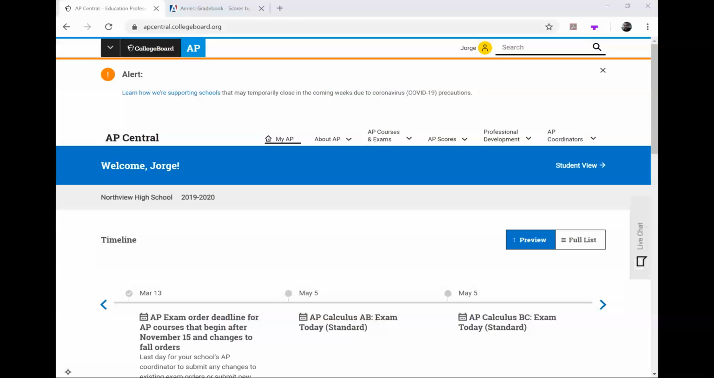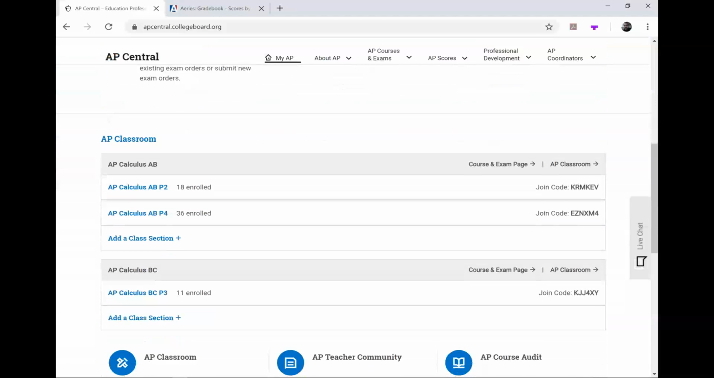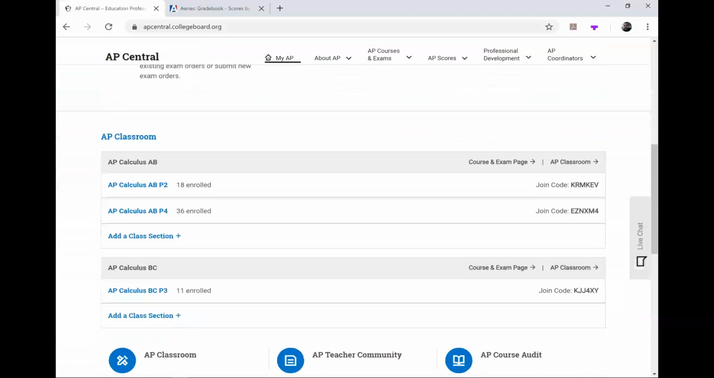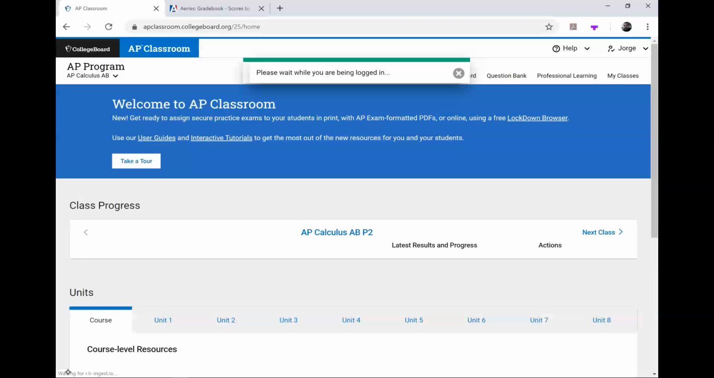And what I want to do is go to a question bank. So I'm going to go to the classes, and over here for mine, it shows my AP classroom for periods 2, 4, and 3. I'm going to touch the AP classroom link. I think you guys have that same link on your page. Once I click on that, it's going to send me over to a different website while I'm being logged in.